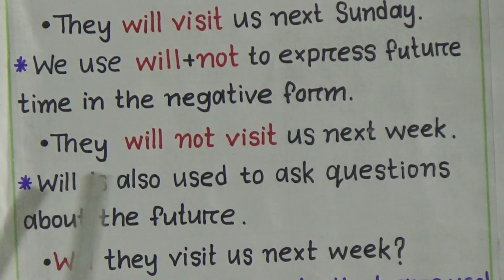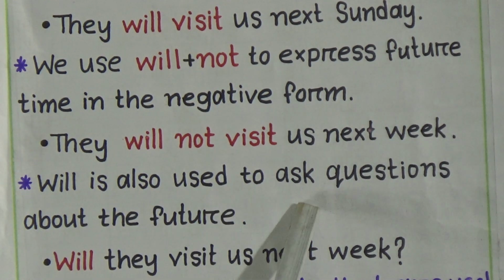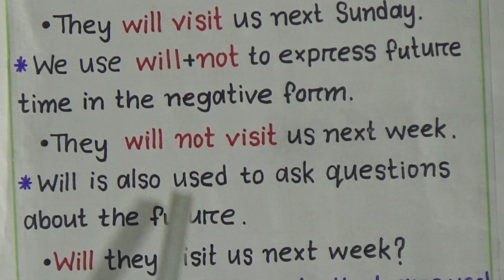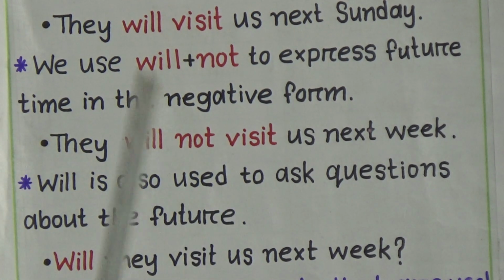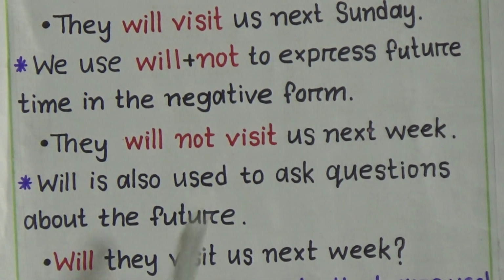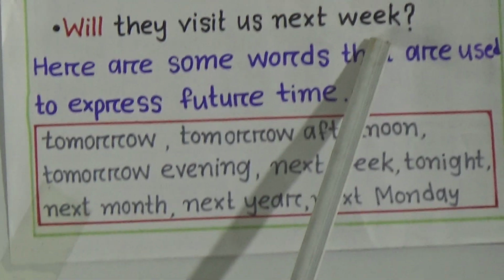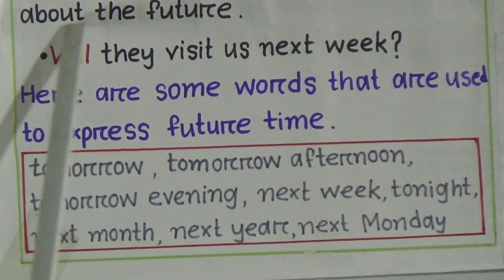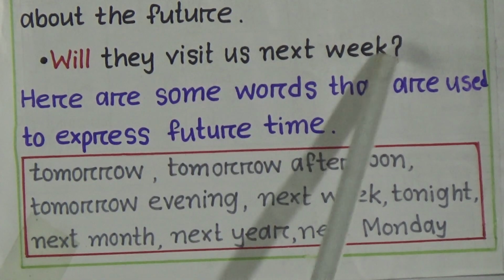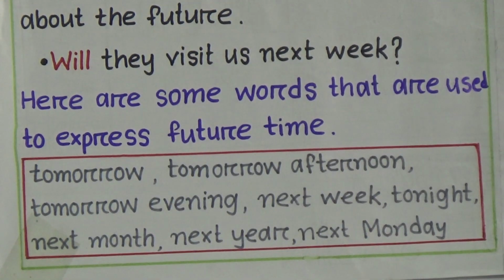Next, will is also used to ask questions about the future. That means when we ask any question about the future, we have to use the verb will. Look at this example: will they visit us next week? I'm repeating, will they visit us next week? So here we use will for asking a question about the future.